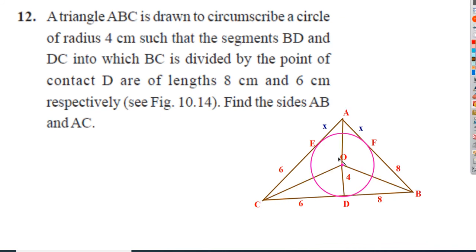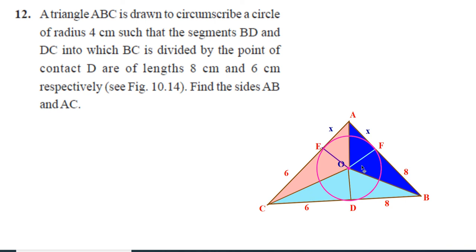Now join the vertices from center O. You will get 3 triangles. Now look at triangle OBC. For OBC you can find out the area by half into base into height. That is half into BC into OD, half into 14 into 4. This is the area of triangle OBC.